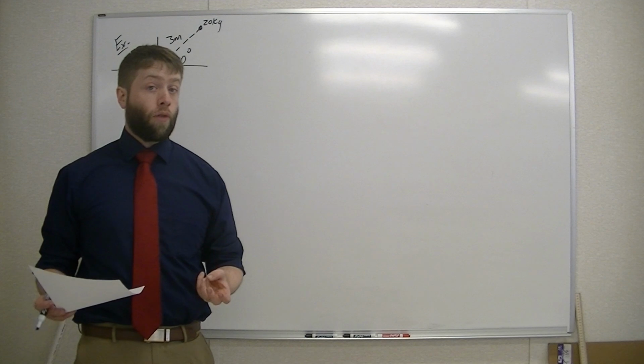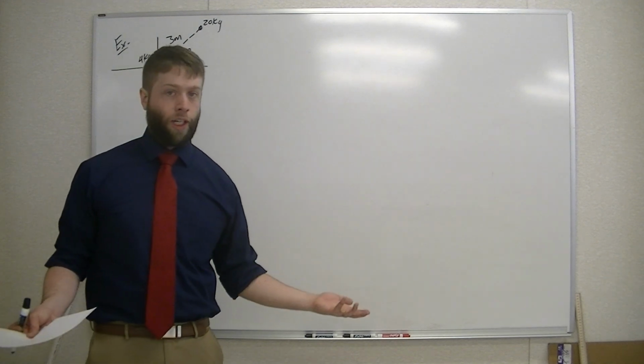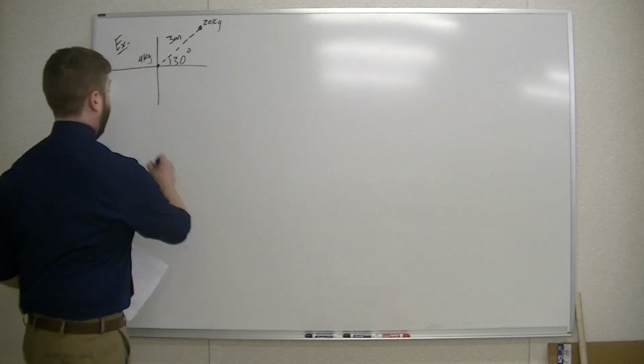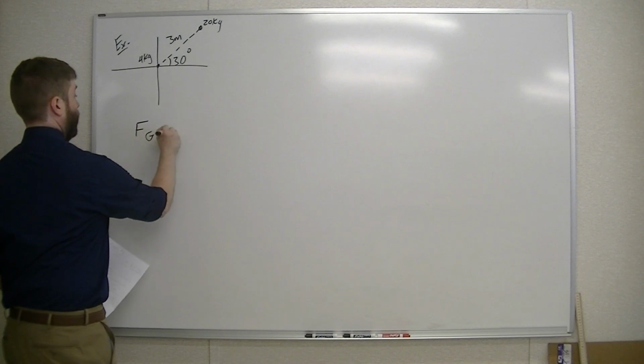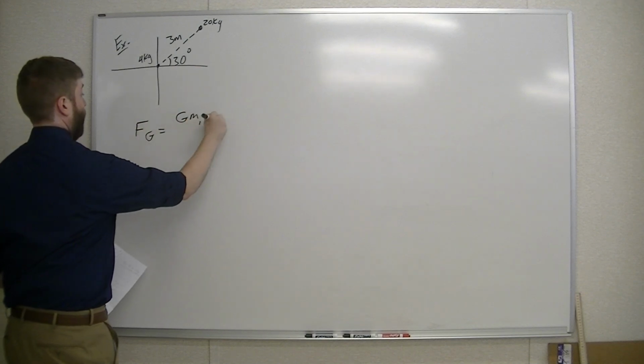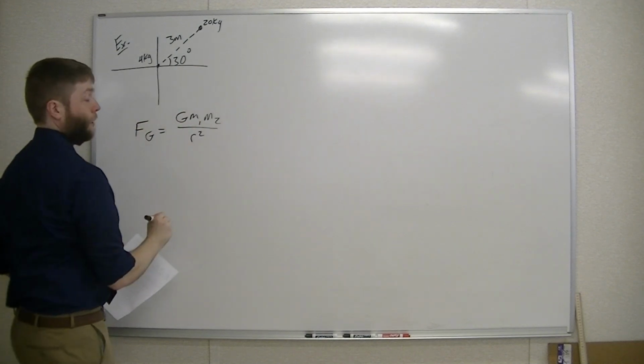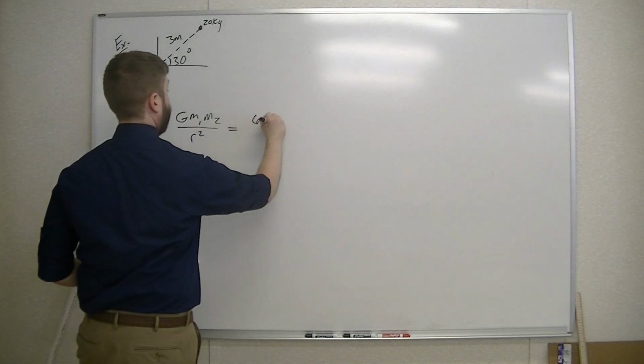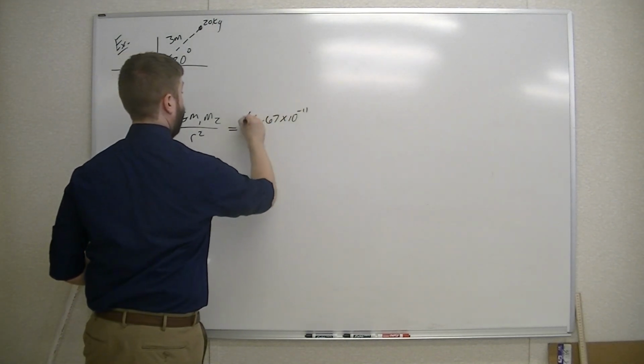Calculating the magnitude of the force of gravity is very easy. We've already done it in the previous examples. Force of gravity is equal to big G, M1, M2 over R squared. That's going to be equal to 6.67 times 10 to the minus 11.